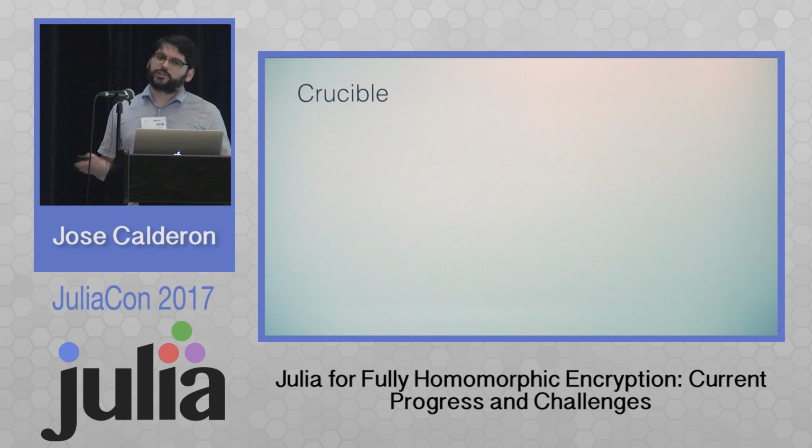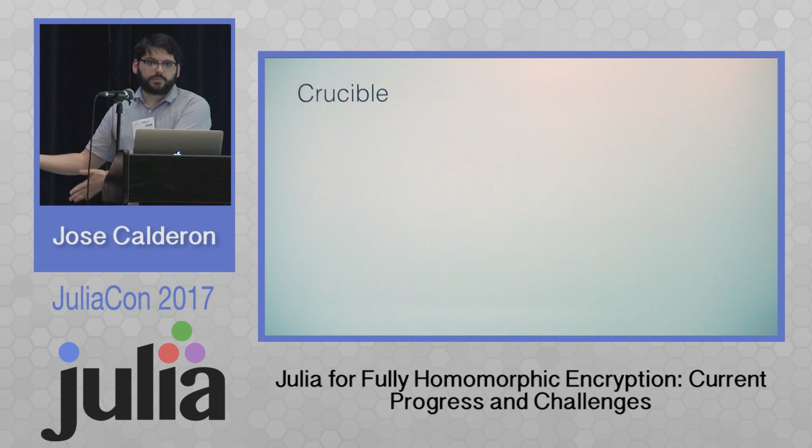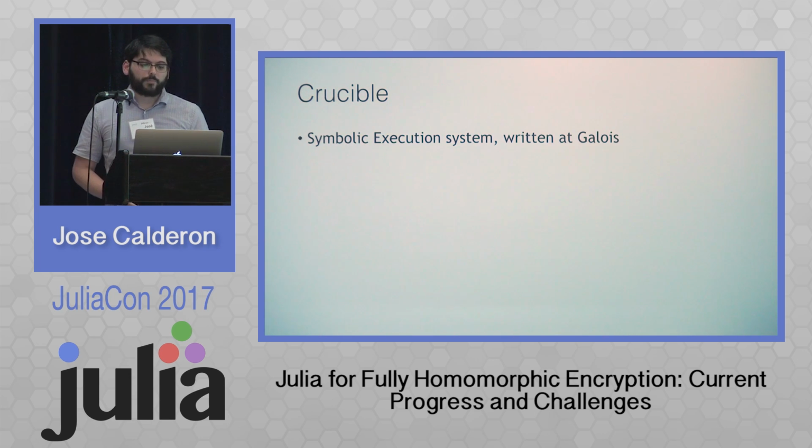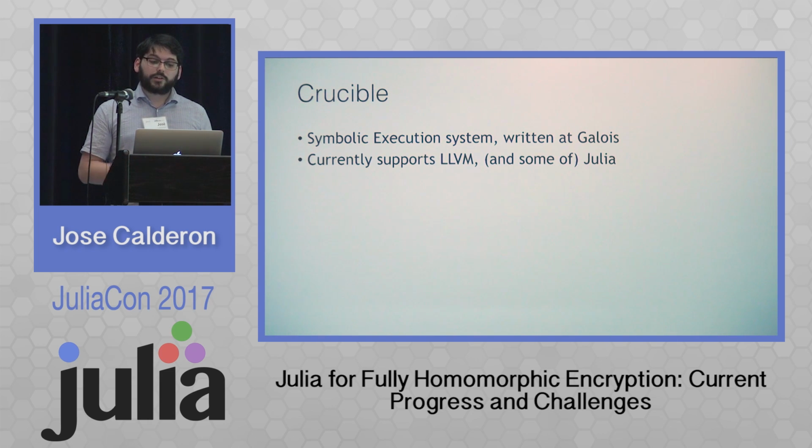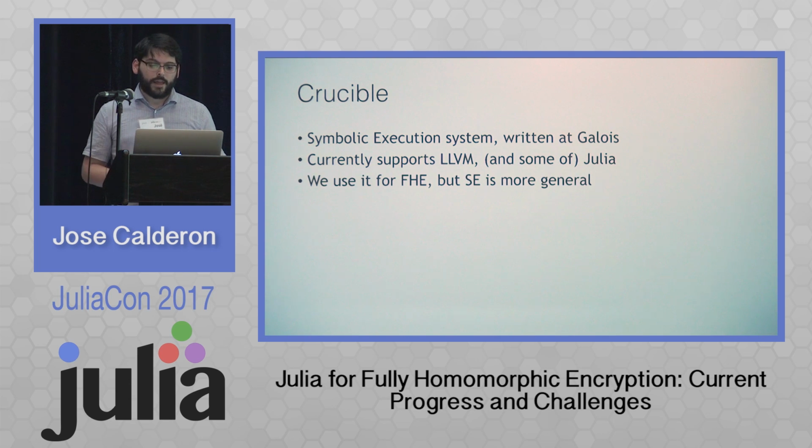How do we do symbolic execution? I mentioned there were two main libraries. Palisade does the FHE part. Crucible does the symbolic execution part. It's a symbolic execution system written at Galois. It currently supports LLVM, so that's one of its main uses. It symbolically executes LLVM for program verification. And now we've extended it so it can support Julia as well.